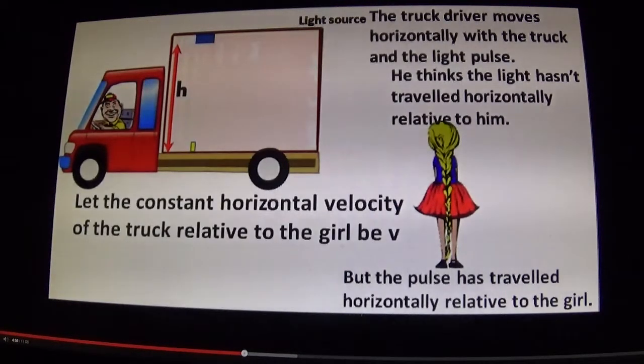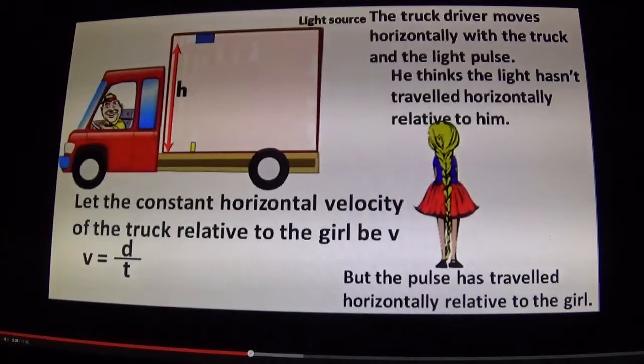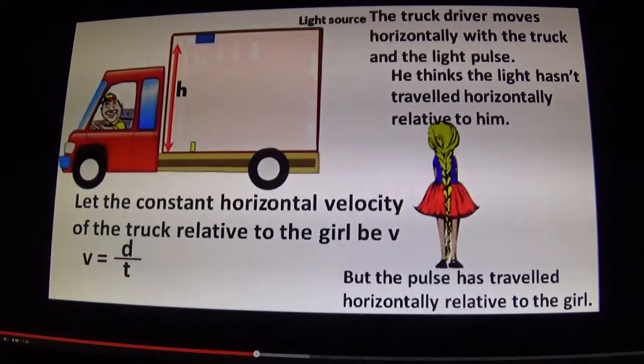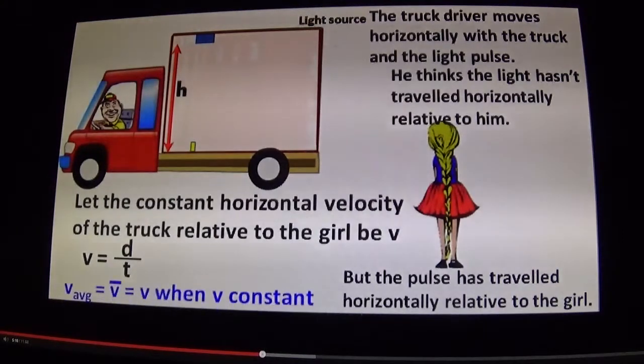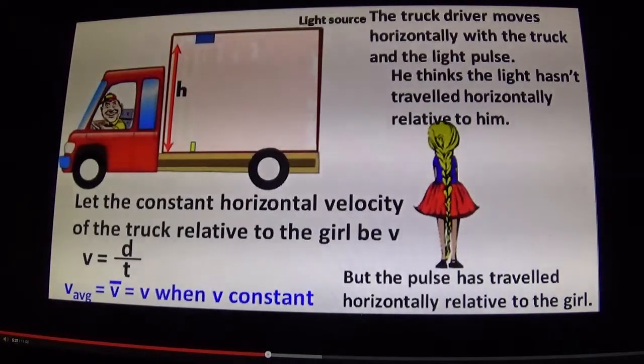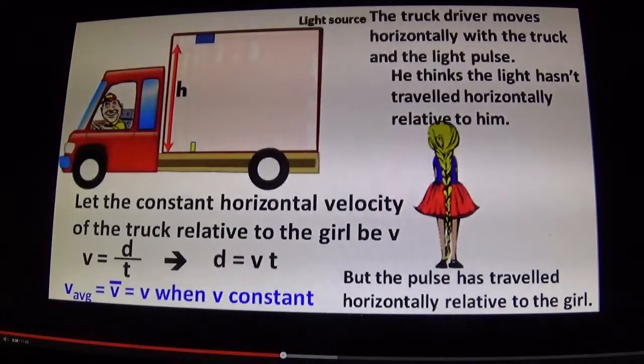Now let the constant horizontal velocity of the truck relative to the girl be known as v. Now v is equal to d divided by t. That's actually the formula for average velocity, but I did mention before that the velocity of the truck is constant. The average velocity has the same magnitude as the velocity when the velocity is constant. Multiplying both sides by t, I get d is equal to v times t. And that's the distance that the girl sees the truck moving horizontally.